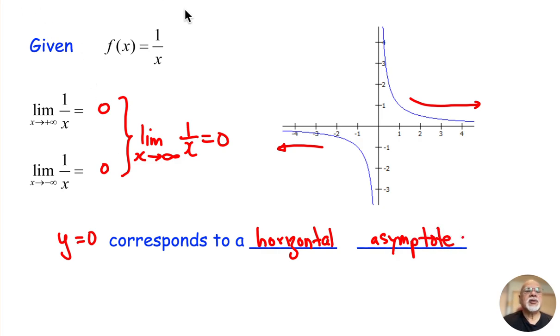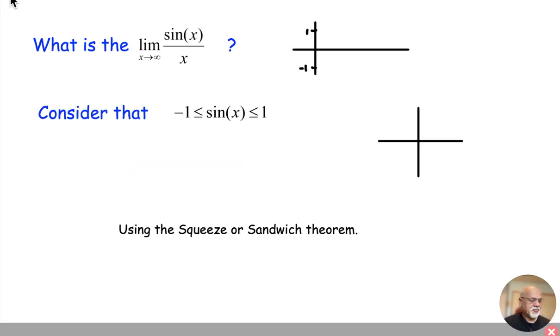All right, moving along. What's the limit as x goes to infinity of sine x over x? We looked at sine x over x as x approaches 0 earlier, but now we want to talk about x approaching infinity. Well, let's first consider what sine x looks like. We know that sine x starts at the origin, and goes in both directions, but this cycle looks like this, and it just continues like this forever.